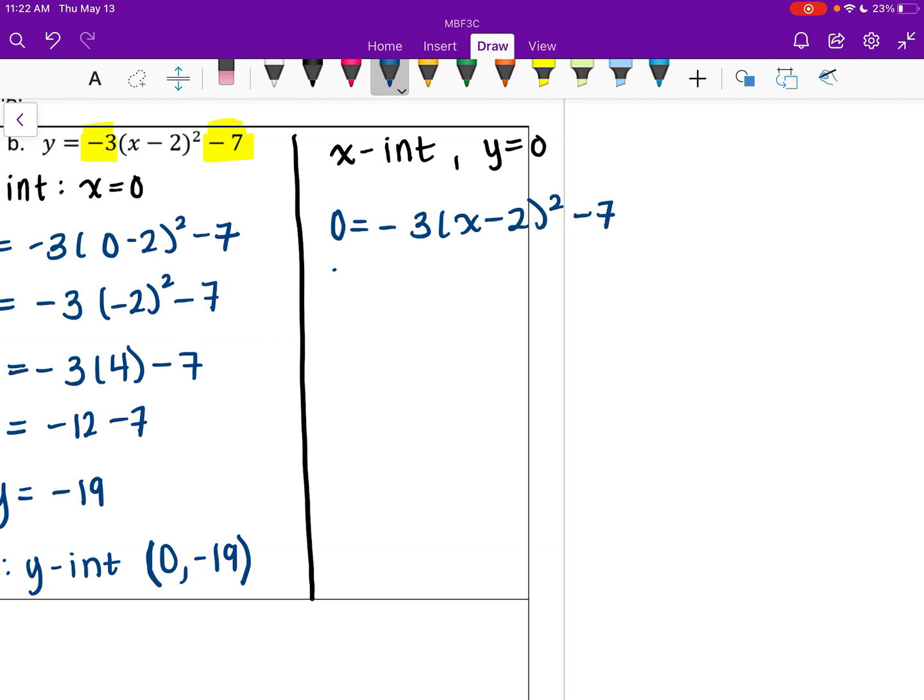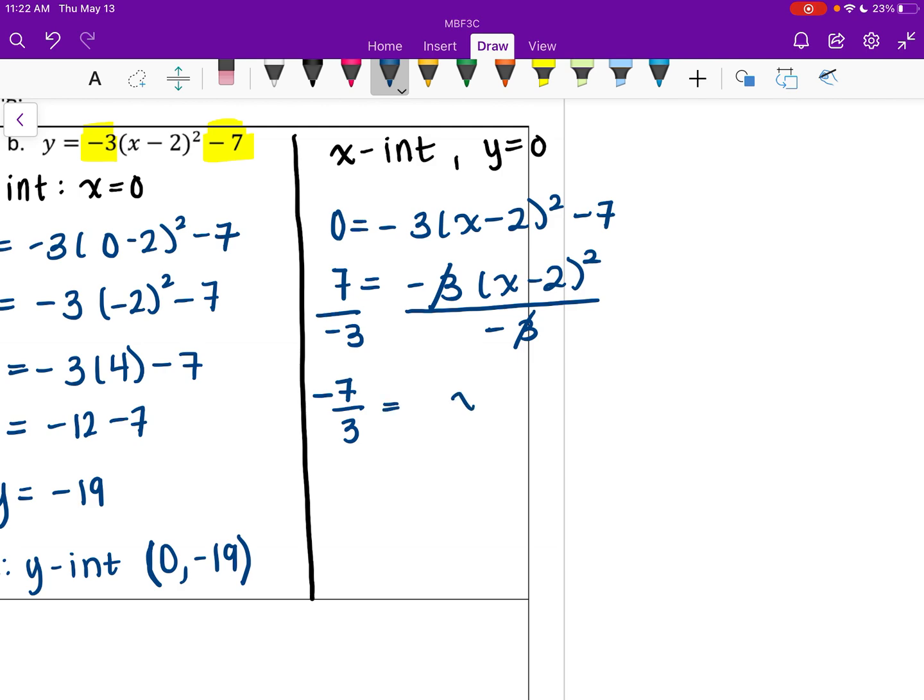Right, so I'm going to bring the 7 over to the other side. It's going to become positive 7. So I'm left with negative 3 times (x minus 2) squared. I want to get rid of that negative 3 in the front. So I'm going to divide by negative 3 on both sides. So then I'm left with 7 over 3. So it's going to be negative 7 over 3 equals (x minus 2) squared.